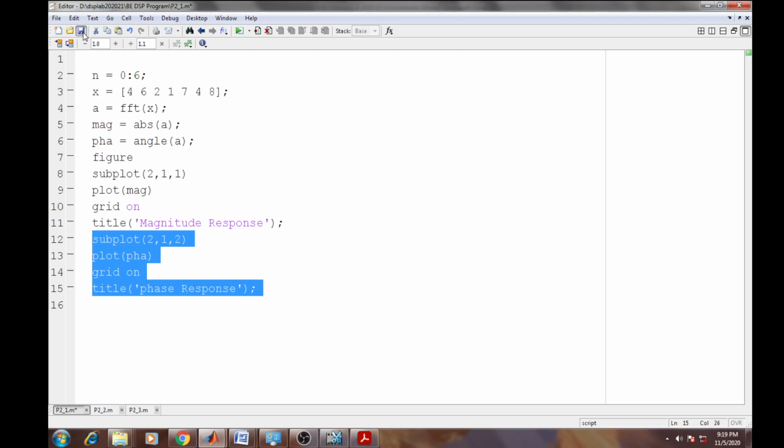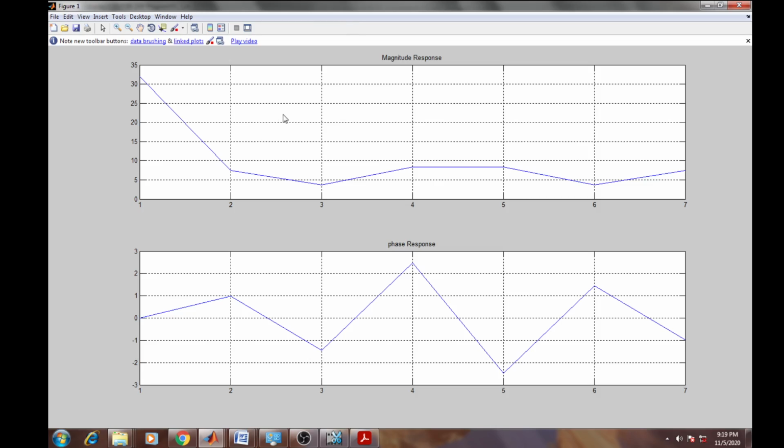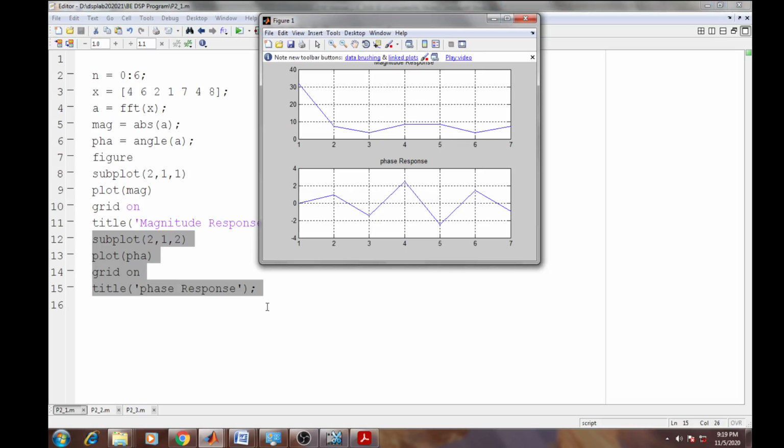Now I save it and execute it. For execution, press the green arrowhead button. You can see the mouse arrow, and if you press it, you will get the execution. You will get a graph. In this graph, two graphs are shown: the magnitude response as well as the phase response. So this is the fast Fourier transform of the given x of n sequence. Getting everyone? Any doubt? If you have any doubt, you can ask, no problem.